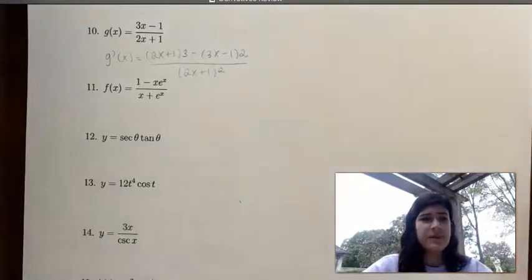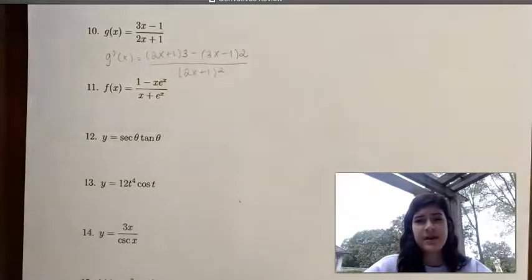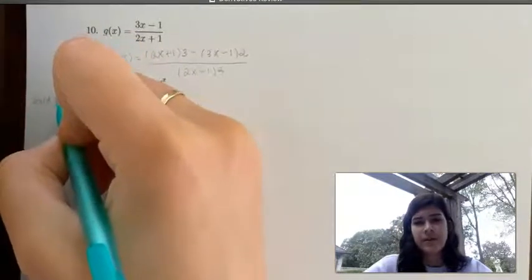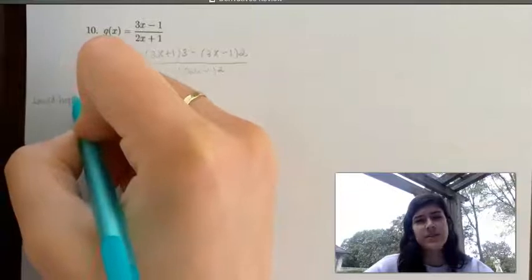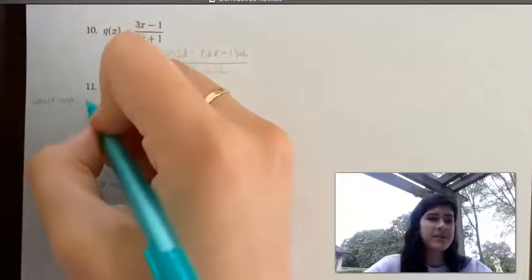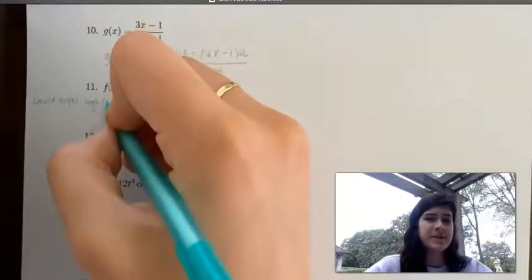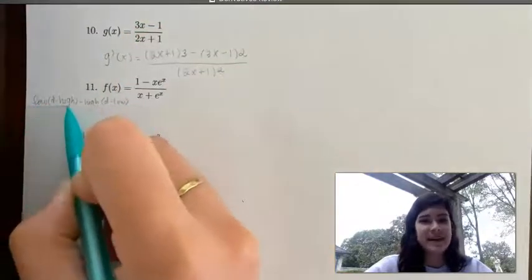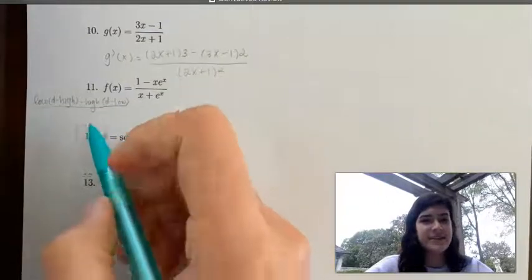Okay, and then number 11. This one's a lot harder just because the e to the x kind of freaks me out sometimes. So I think for this one, I rewrote out my little rhyme. I don't really know why, because we just did the quotient rule. I guess I just didn't want to confuse myself. So I rewrote that. Don't forget, low d high minus high d low over low.